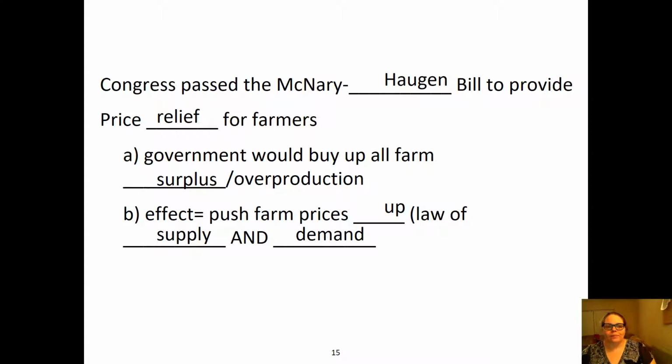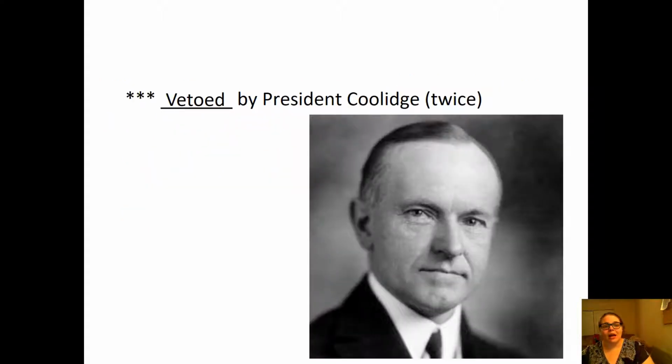Congress passes this bill twice, and both times it was vetoed by Coolidge. They pass it once, it goes to Coolidge, he vetoes it, says, I don't like this part of it. They fix that part, send it back to Coolidge, and he vetoes it again. They are not able to pass it over his veto. They don't have that many votes. So this never actually goes into effect, but this would have helped the farmers.